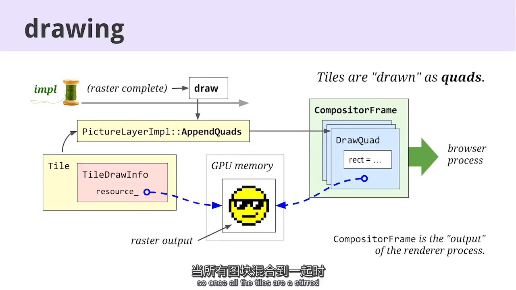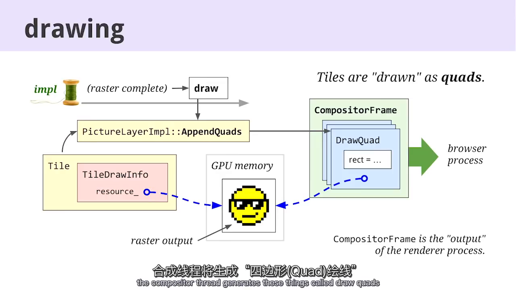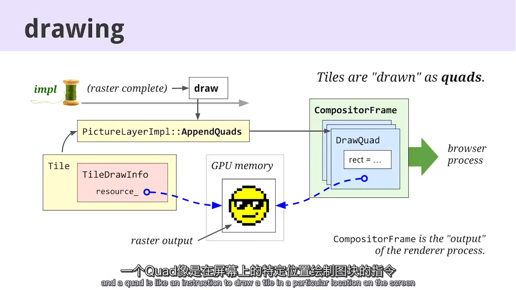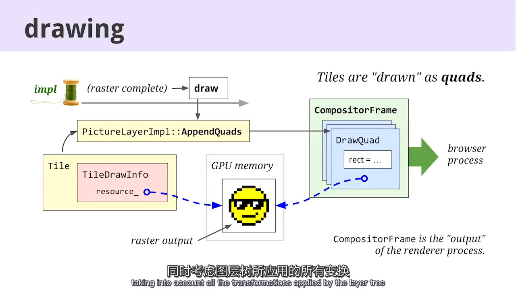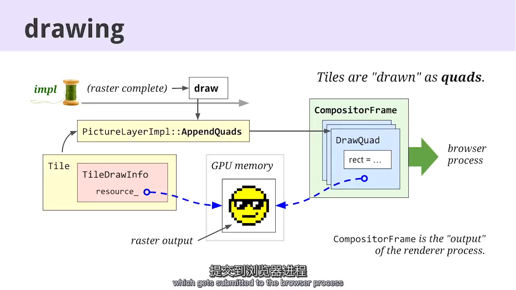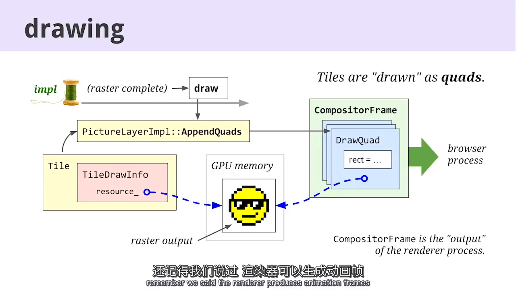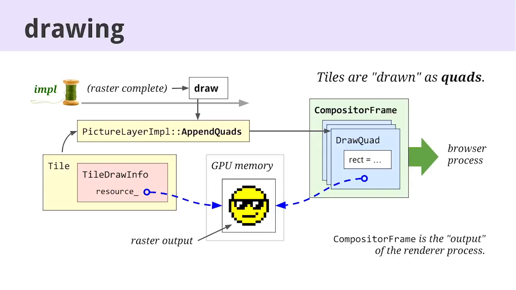So once all the tiles are rastered, the compositor thread generates these things called draw quads, and a quad is like an instruction to draw a tile in a particular location on the screen, taking into account all the transformations applied by the layer tree. So each quad references the tile's rastered output in memory, and the quads are wrapped up in a compositor frame object, which gets submitted to the browser process. Remember, we said the renderer produces animation frames. These are the frames that it's producing.